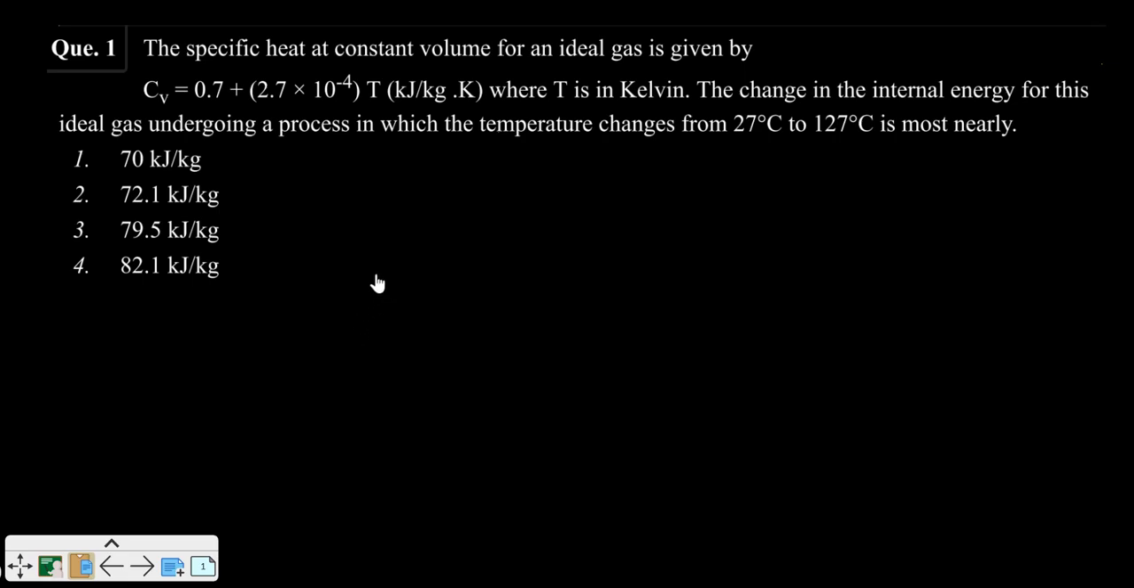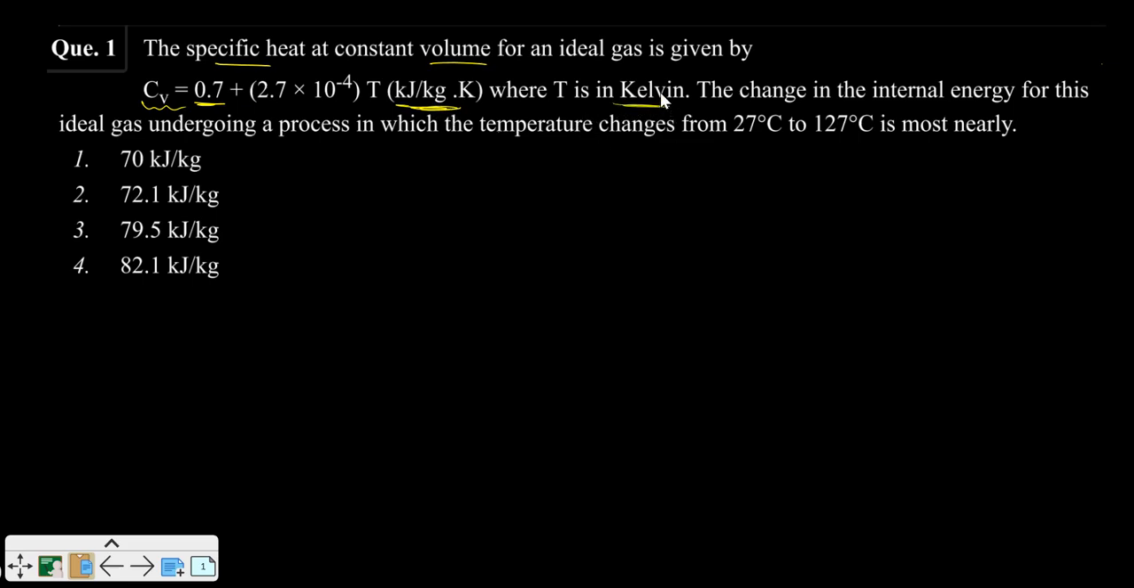Okay. So I'm starting. This is question number one, and it is saying the specific heat at constant volume for an ideal gas is given by this relation, right? So here Cv is equal to 0.7 plus 2.7 into 10 to the power minus 4 times T. Okay, and the unit is kilojoule per kg Kelvin, and obviously temperature will be in Kelvin, right?